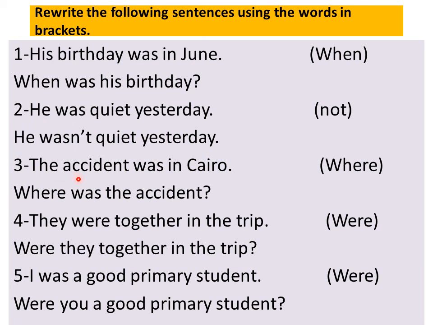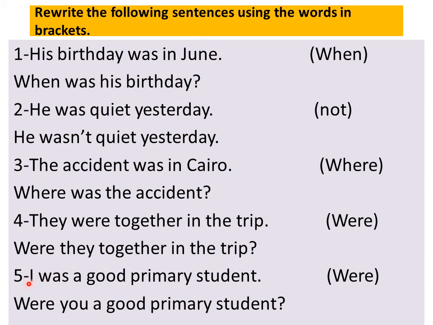Number 3, the accident was in Cairo. Where? So where was the accident? Number 4, they were together in the trip. Start with were. Were they together in the trip? Yes, they were, or no, they weren't.